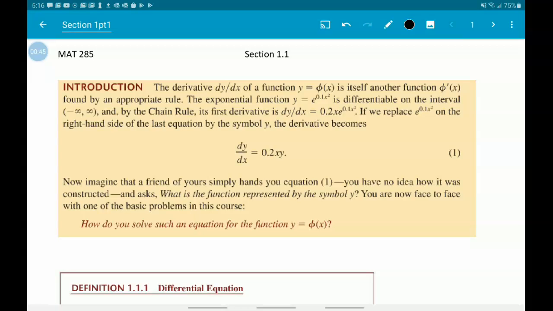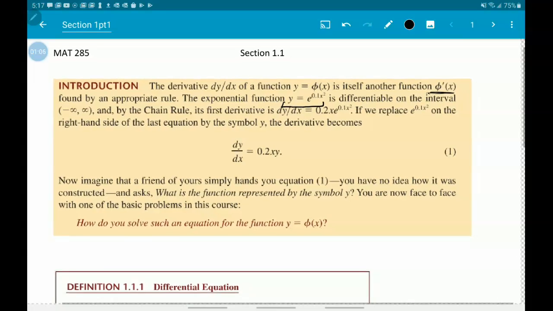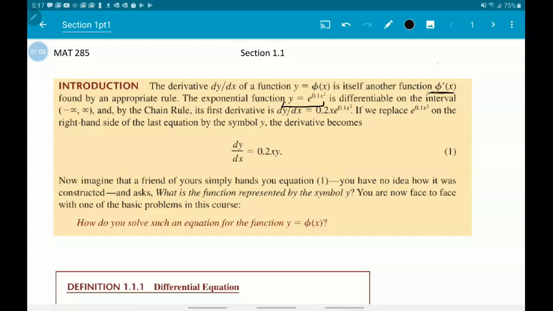So when we talk about the derivative dy/dx of a function y equals phi of x, that derivative in itself is another function, and we use the derivative notation to denote that it is a derivative. For example, suppose we have a function y equals e to the 0.1x squared. So we're talking about an exponential function here. This is just an example.